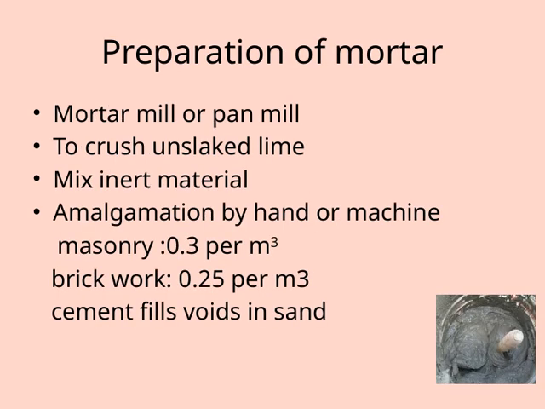Now, let's talk about the preparation of mortar. The first step involves using a mortar mill or pan mill. This equipment helps us crush unslaked lime to ensure it's properly processed. Next, we need to mix inert material into the lime, which improves the mortar's properties and workability. This process of amalgamation can be done either by hand or with machinery, depending on the scale of the project. For masonry work, the typical mortar requirement is about 0.3 cubic meters per cubic meter of masonry. For brickwork, it's slightly less, around 0.25 cubic meters per cubic meter.